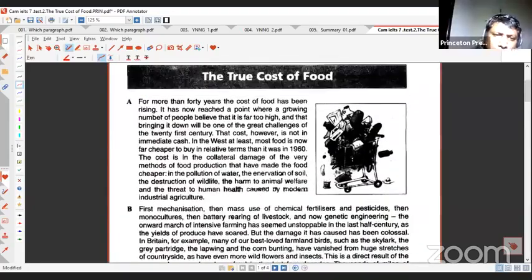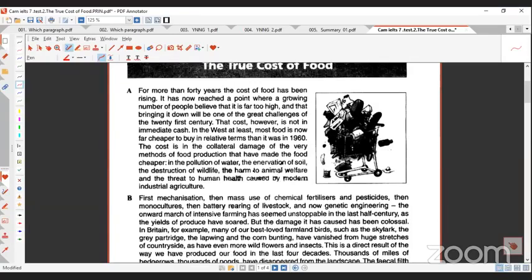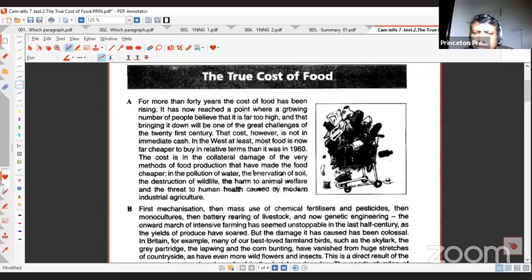Okay, so there are two types of questions. What are those two types of questions? This is headlines, headings. Check the headings. For more than 40 years, the cost of food has been rising. Okay, you get my point? So this one and another one. That heading and this one, which paragraph?